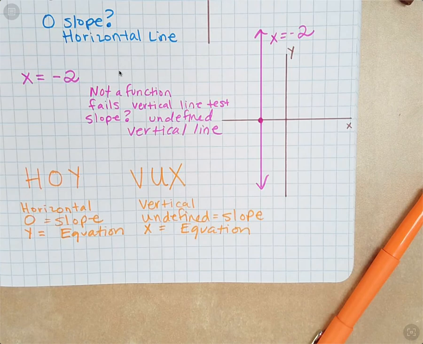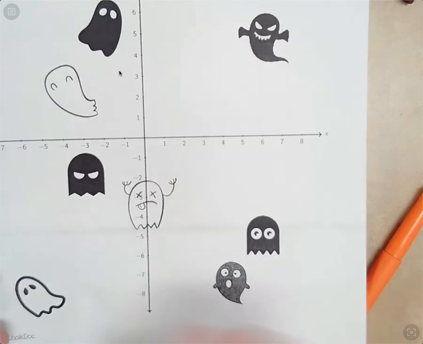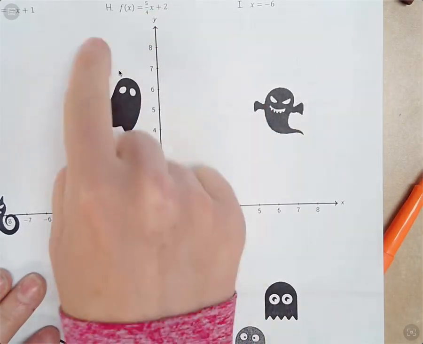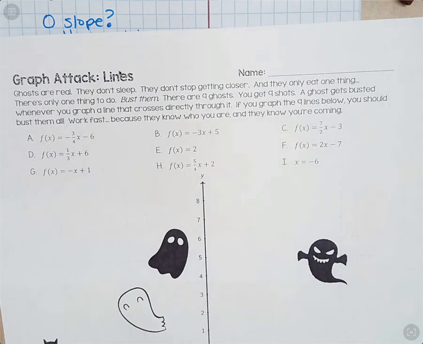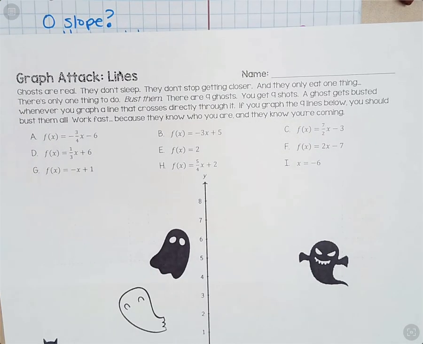All right, so your assignment, you can choose to do it on the computer or on paper. The only thing that's wrong with the paper is the little grid lines did not show up well. But you are going to graph each one of these lines. And it says, ghosts are real, they don't sleep. They don't stop getting closer. And they only eat one thing. There's only one thing to do, bust them. There are 9 ghosts, you get 9 shots. A ghost gets busted whenever you graph a line that crosses directly through it. If you graph the 9 lines below, you should bust them all. Work fast because they know who you are and they know you're coming.